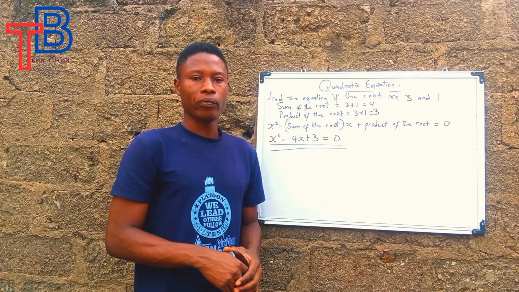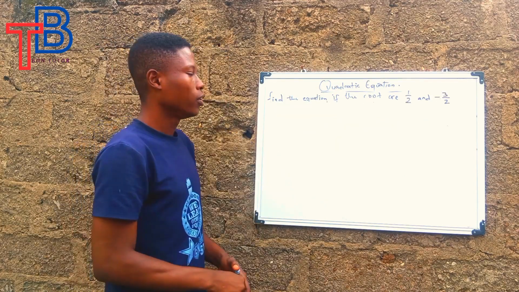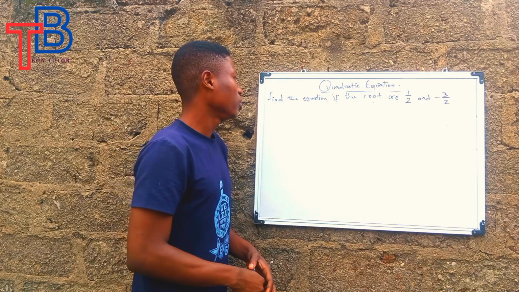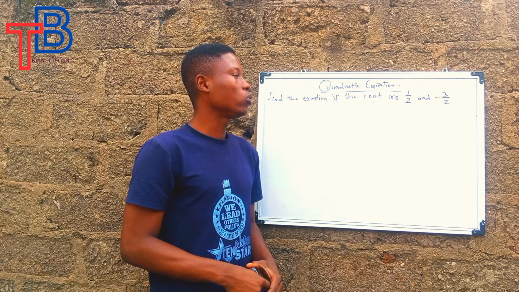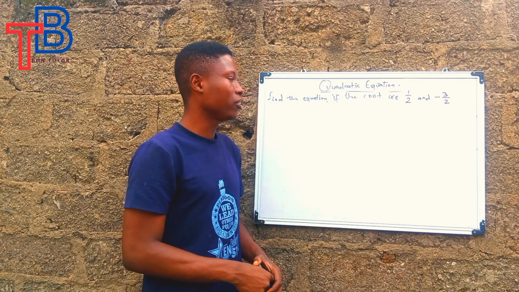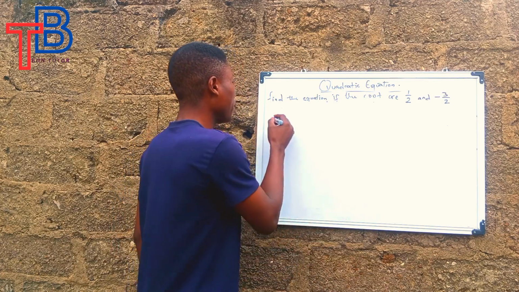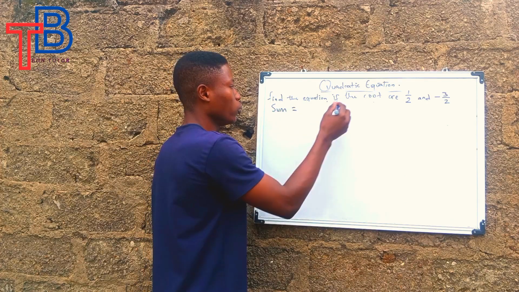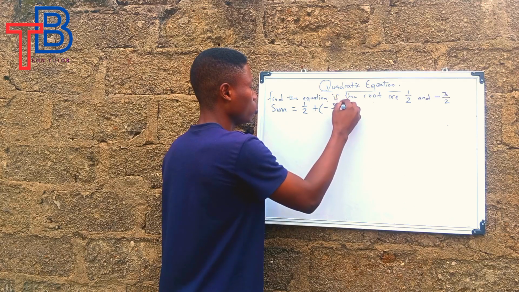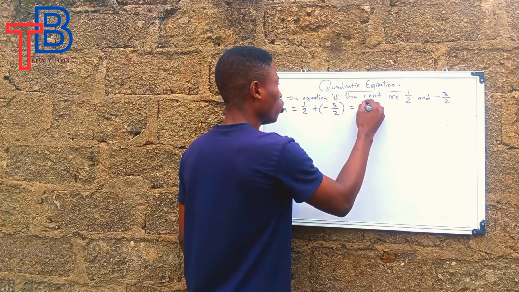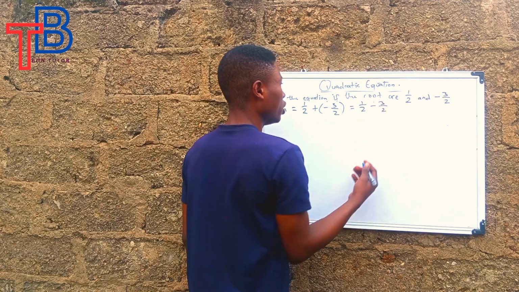Let me give you one more and see how it is. So this is another example. It says find the equation if the roots are 1 over 2 and minus 3 over 2. Remember, our sum, the summation of the roots, is 1 over 2 plus minus 3 over 2, which will give you 1 over 2 minus 3 over 2.